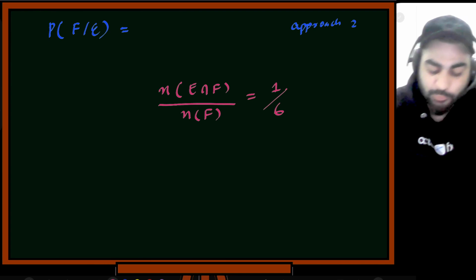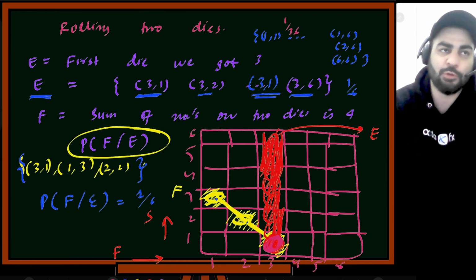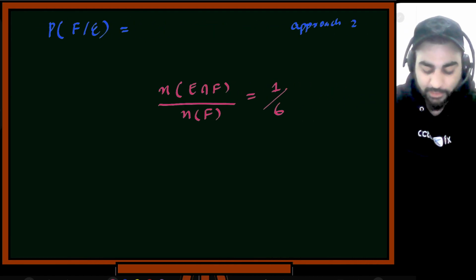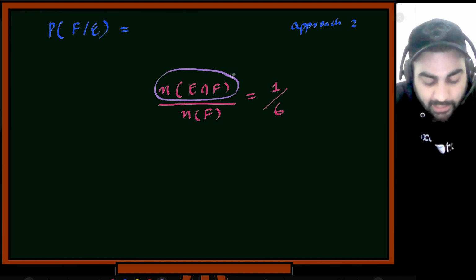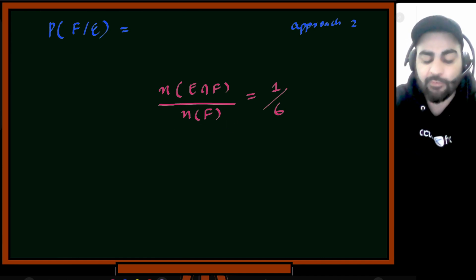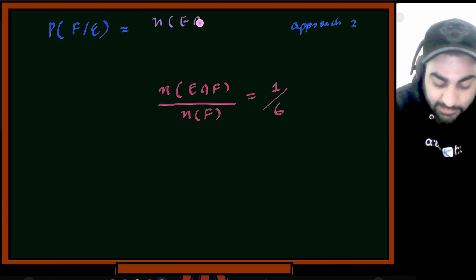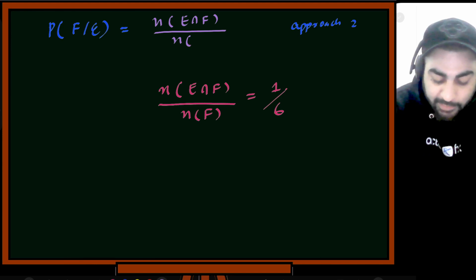So this is our approach 2. Approach 2 said compute the number of elements that are common. As in the first approach, you recompute the probabilities, but here you don't even need to care about recomputing probability. You just see how many elements are in the intersection of both of these, and then how many elements there are for the event which already happened. So this is the number of elements in the intersection of E and F, and the number of elements in F.